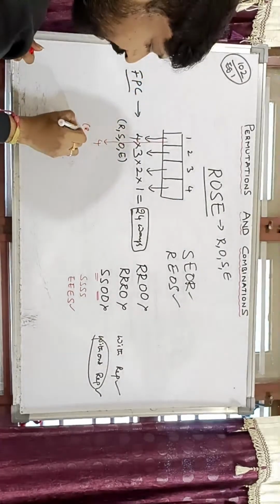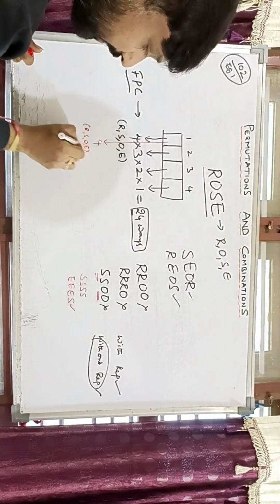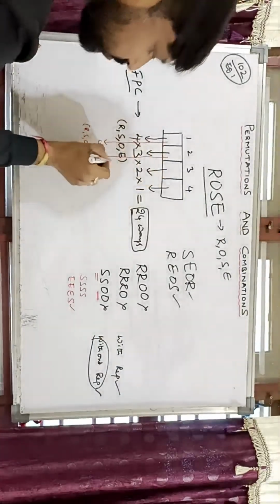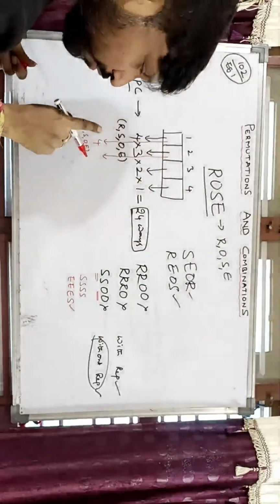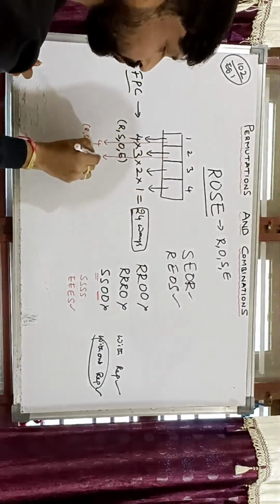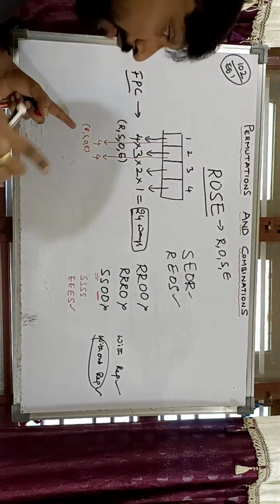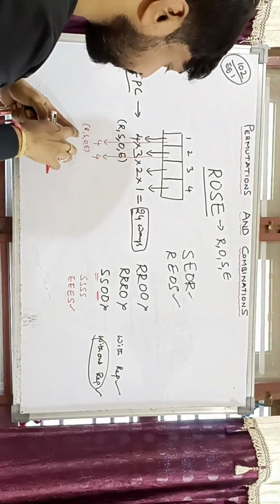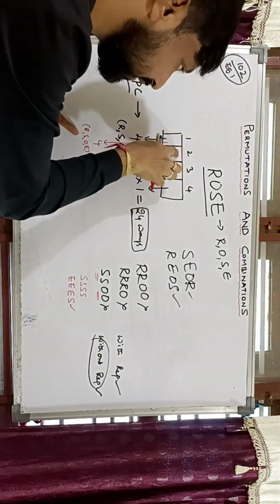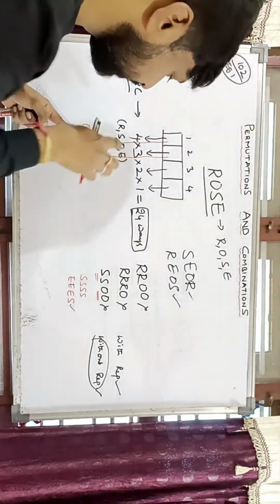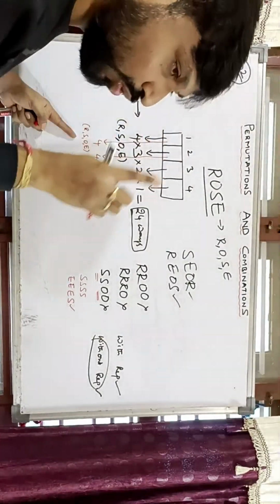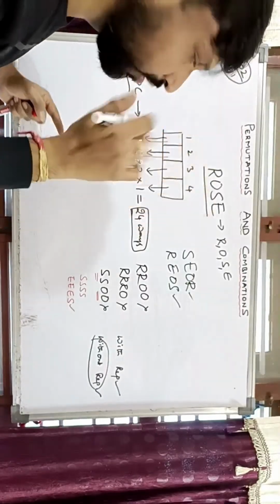That is, either R or S or O or E. Then the second box can also be filled in 4 different ways. Why? Because repetitions are allowed. For example, if you fixed S here, S can also be taken here. That's why the second box can also be filled in 4 different ways.